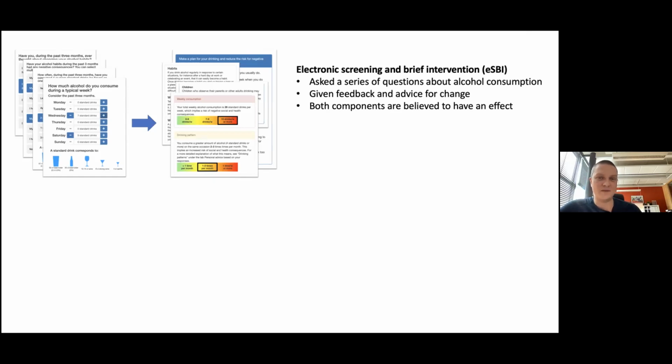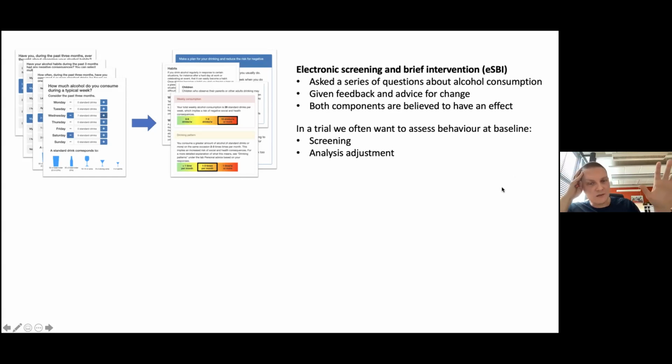So electronic screening and brief intervention, in its essence, is that you ask a series of questions about alcohol consumption. Then you give feedback and advice for change based on these responses. And both of these components, both the questionnaire or the assessment and the feedback, are believed to have an effect on alcohol consumption. This is widely used globally. The E here is electronic, but it's also been done face-to-face, just screening and brief intervention. It has a big movement, and the WHO recommends this type of intervention because they have a proven effect.